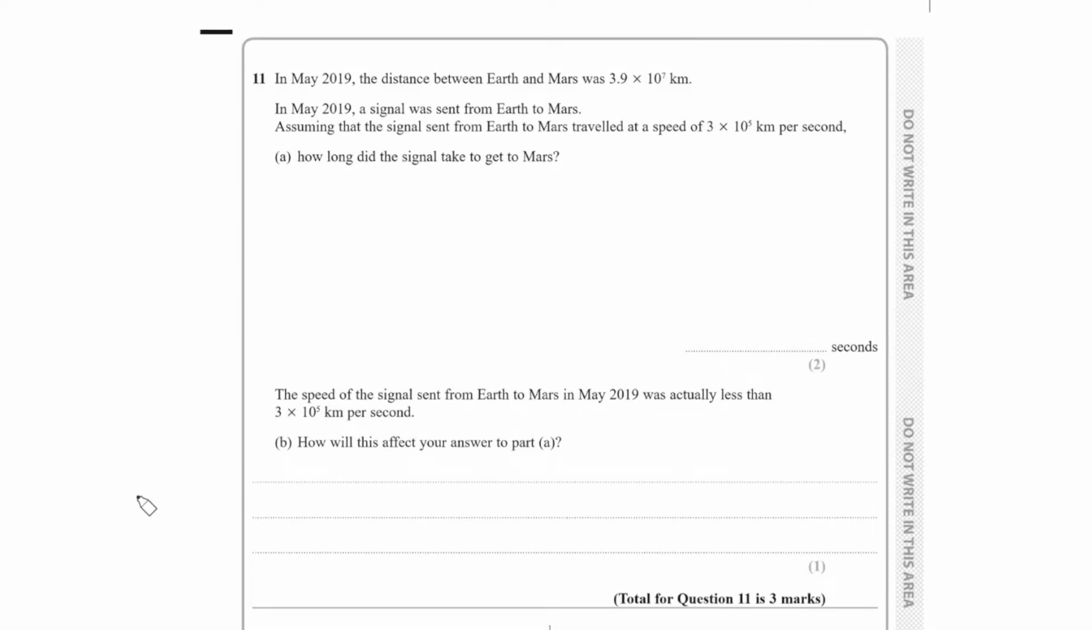Question 11. In May 2019, the distance between Earth and Mars was 3.9 times 10 to the power 7 kilometers. In May 2019, a signal was sent from Earth to Mars. Assuming that the signal sent from Earth to Mars travelled at a speed of 3 times 10 to the power 5 kilometers per second, how long did the signal take to get to Mars? So this is obviously standard form, but also speed, distance, time. So we're looking for the time, so you can see I need to take my distance, 3.9 times 10 to the 7, over the speed, 3 times 10 to the 5.